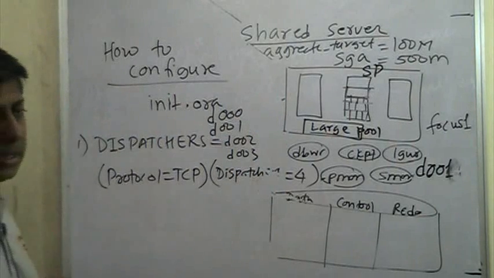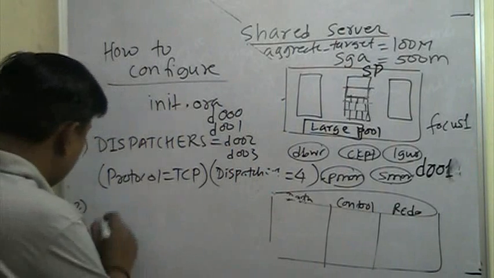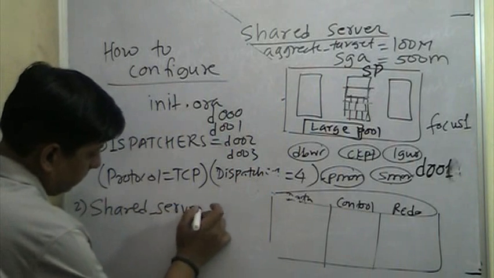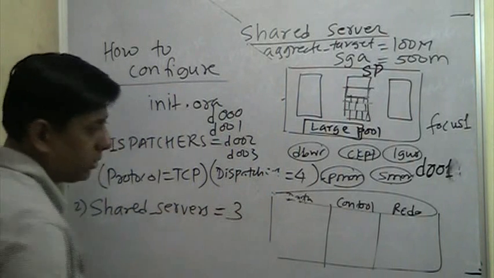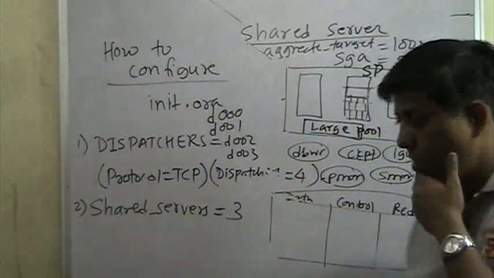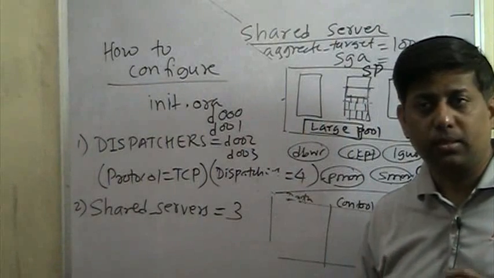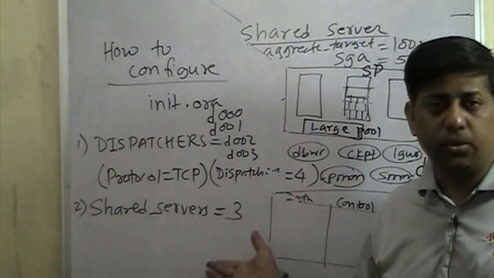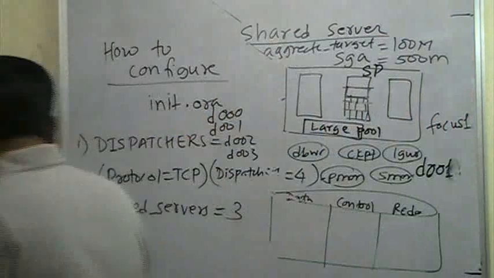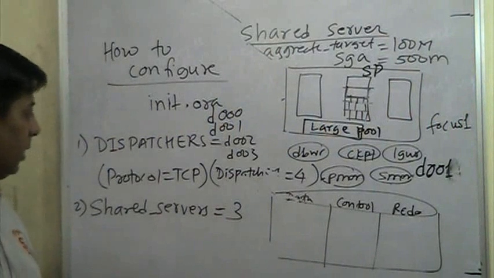So this is one initialization parameter that you need to set up, and the second initialization parameter you need to set up is shared servers. And you just specify shared servers is equal to 3 or 4 or 5, whatever that number is. Once these 2 things are done, our configuration is done. That's all there is that we need to do for shared servers. There are certain other parameters also, but they are not mandatory. But these 2 are the ones that we need to set up.